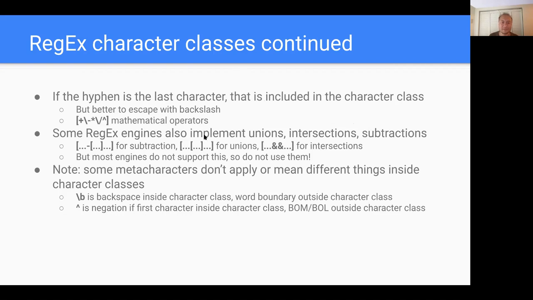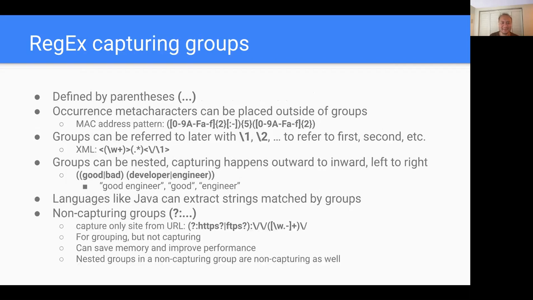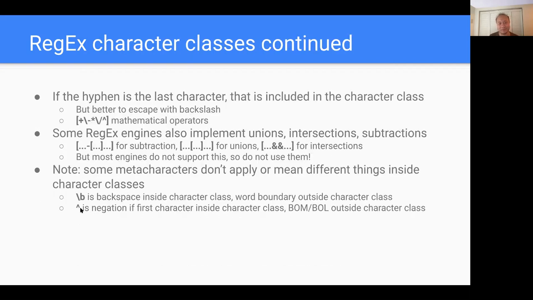Okay, I just talked about hyphens. There's also a way to do subtraction and unions, and I've never seen this, and not all regex engines support that. Oh, and also, it's kind of tricky, but \B outside of a character class means a word boundary, but inside a character class, it means a backspace. And just like caret: caret is used for negation inside a character class, but outside of it, it means beginning of message.